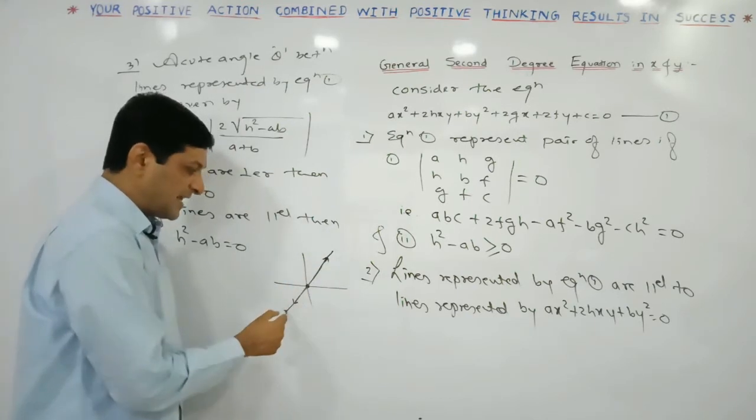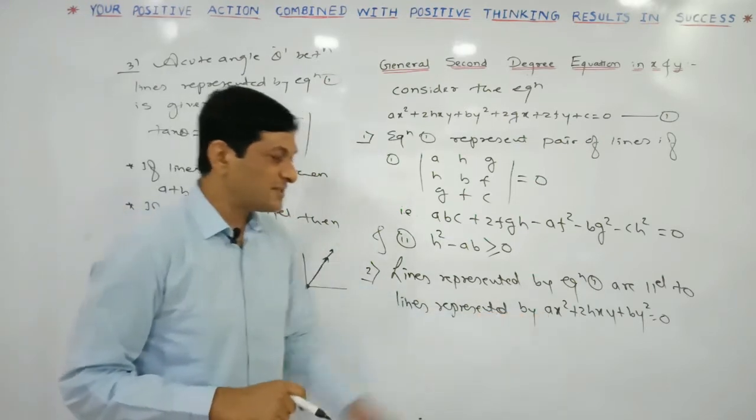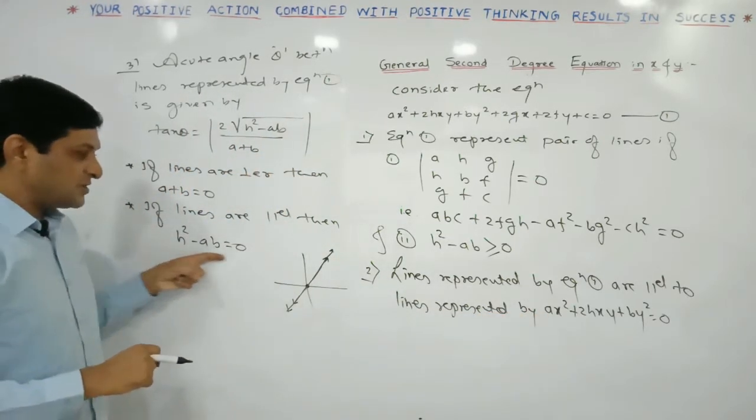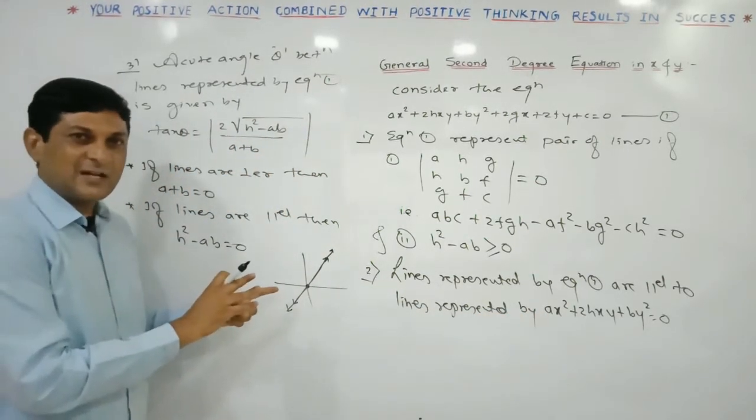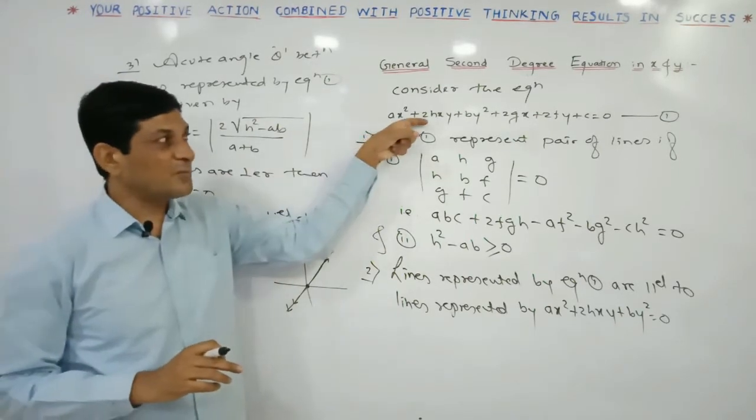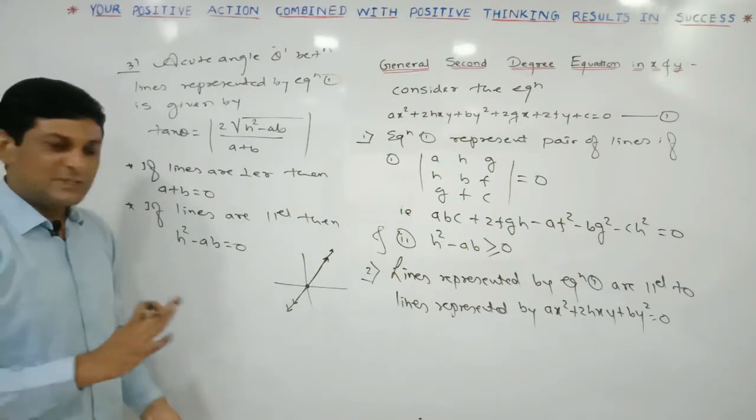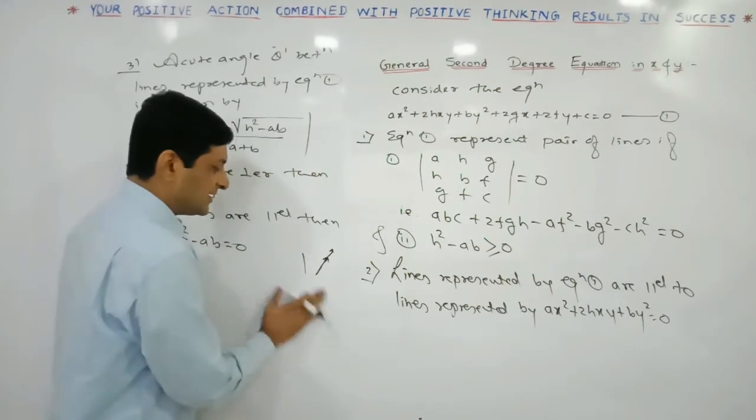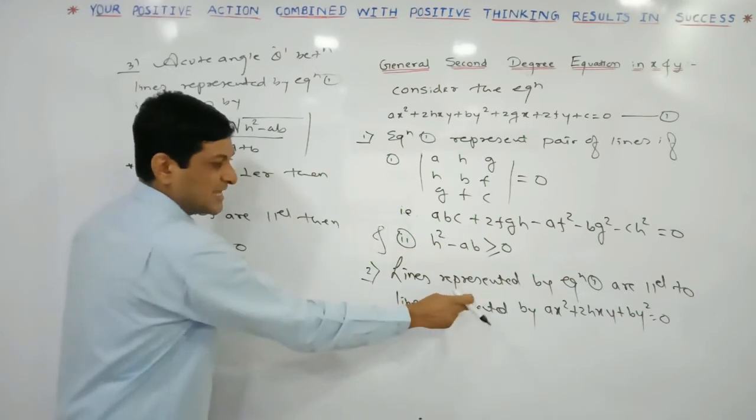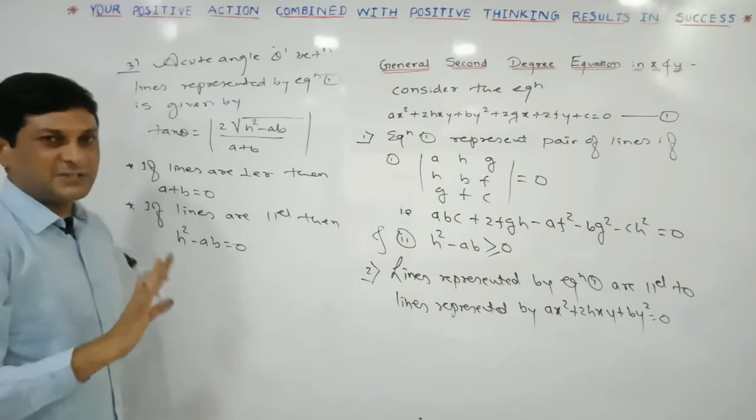So this line will coincide with the same line. That's why in the case of a homogeneous equation, if this condition is satisfied, we can say that the lines are coincident. But if this condition is satisfied in the case of a general equation, we can say that the lines are parallel. So I hope the difference between why we say lines are coincident here and why we say lines are parallel here is clear to you.